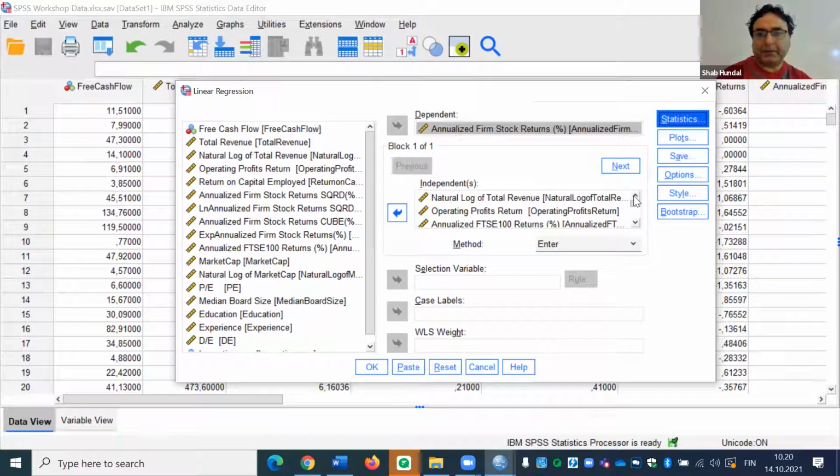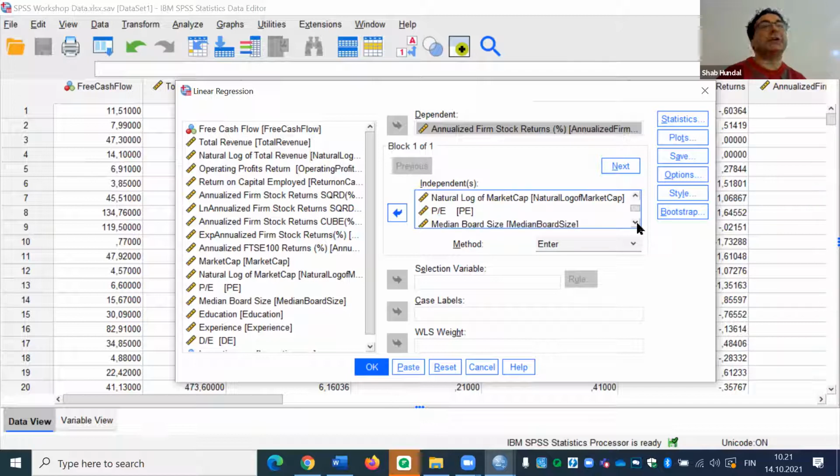So these are all the variables. You can see here natural log of total revenue and operating profit ratio. Annualized FTSE 100 return is your dependent variable. And then we have log of market cap, price to earning ratio of the company, and then the median board size, median education experience, debt to equity ratio, and innovativeness. So I took all the variables which are not absolute values, which are relative values. Yes.